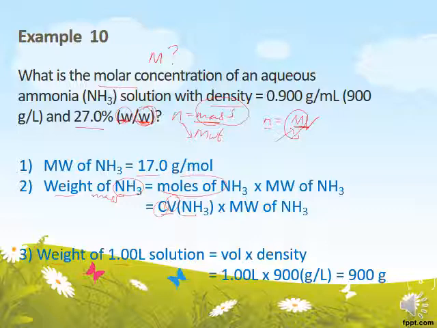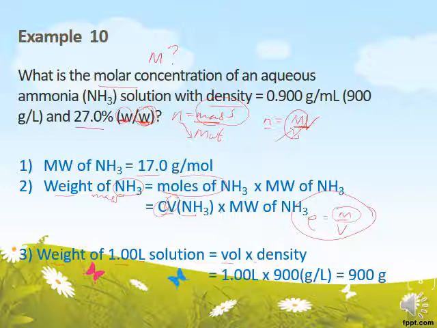In 1 liter of solution, to find the mass is volume times density. So this is another formula: density is mass over volume, the third formula that you need to memorize. We want to find the mass of the solution, so density times volume. Volume of 1 liter, density here we convert to 900 gram per liter, so that we can cross this unit liter, and we end up getting mass, which is 900 gram.